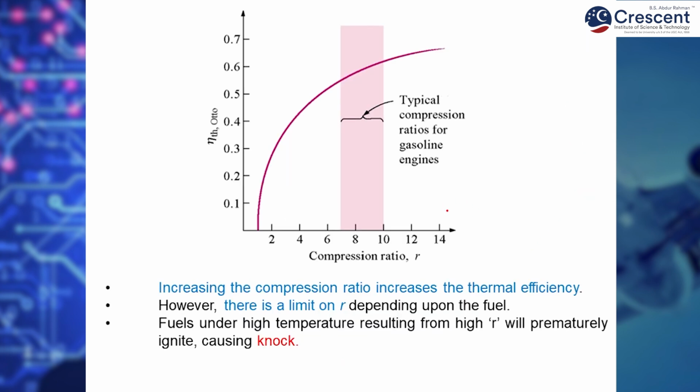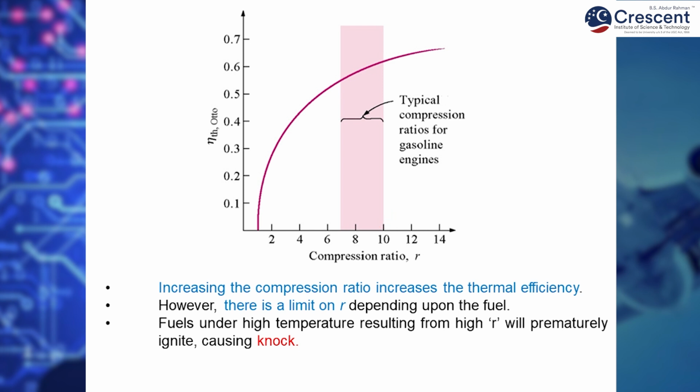You can see here the graph of efficiency versus compression ratio. If you look at the graph, with increasing compression ratio, there is an increase in efficiency. But there is a limit on this compression ratio. We cannot keep on increasing the compression ratio, because it is based on the fuel characteristics. Normally the compression ratio for an SI engine or Otto cycle engine will be in the range between 7 and 10. If you go beyond that, there is a possibility of auto ignition.